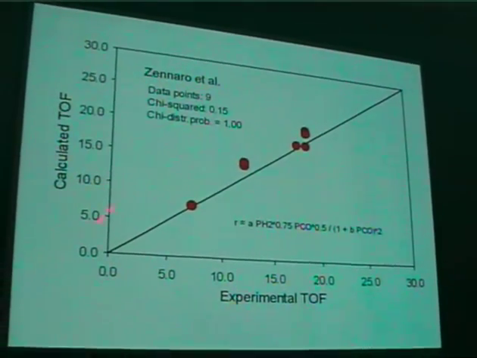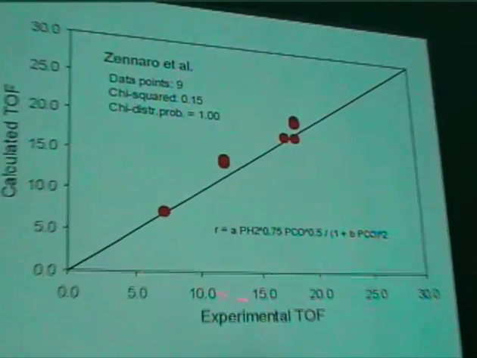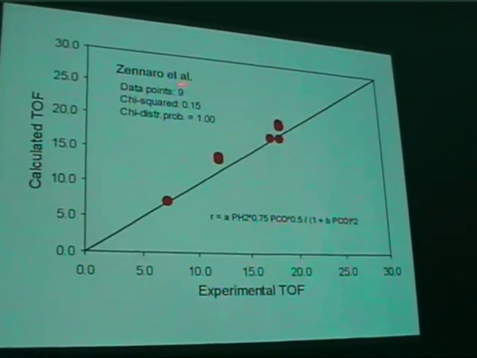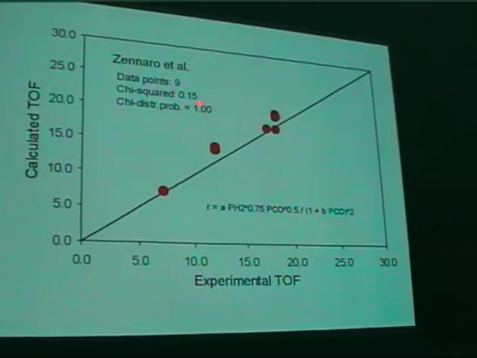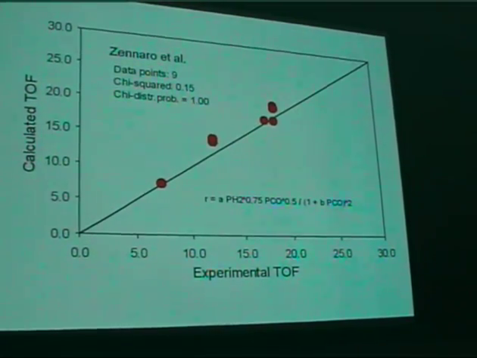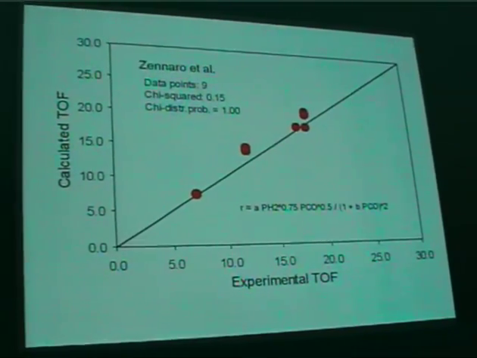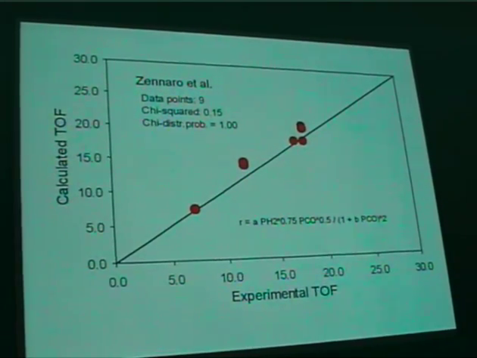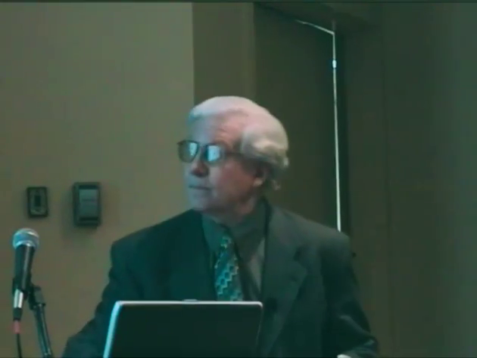Similarly, we took the data from another study that was done in our laboratory by Roberto Zanaro, and we have then calculated TOF versus experimental TOF. Again, we have a very good chi-squared and a good chi-distribution probability. I must insert the caveat that we threw out some outliers, and I think that that's probably necessary in doing this kind of treatment.